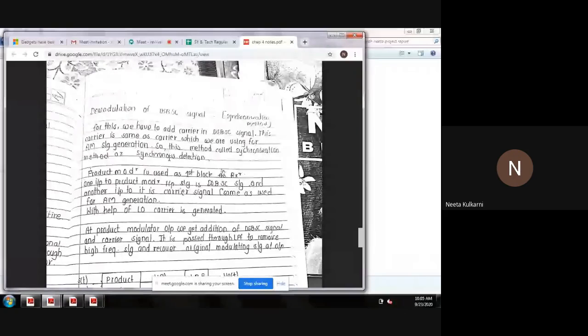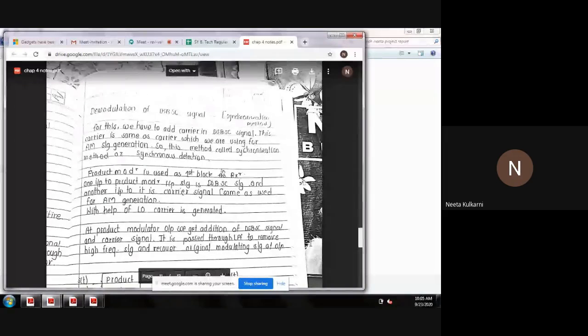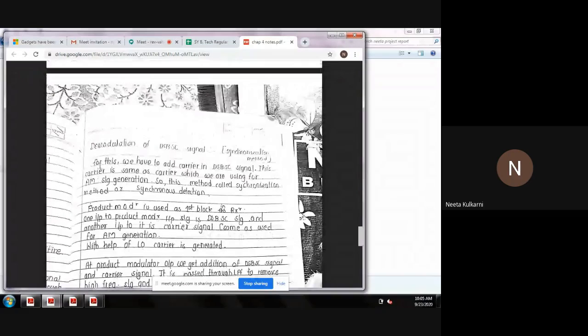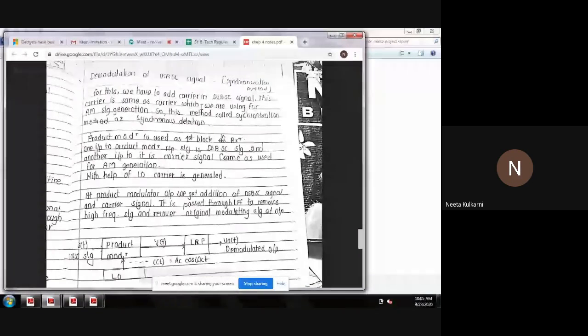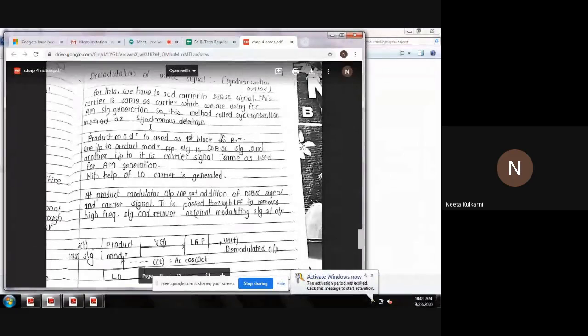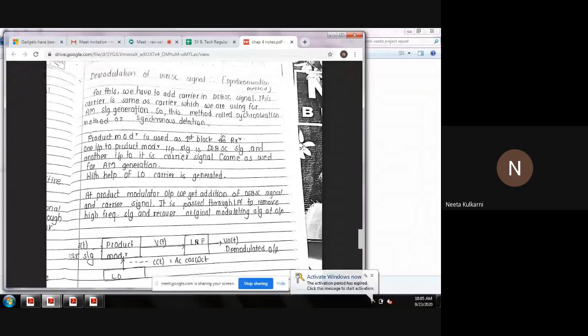Is it clear? Yes, ma'am. Synchronization method. Okay, so the same description is given here. I will just read it once again. For this, we have to add carrier in the DSB-SC signal. Directly आपण DSB-SC signal demodulate करू शकत नाही. त्याच्यामध्ये आपल्याला carrier add करावा लागतो. This carrier is the same as the carrier which we have used in the AM generation method. So this method is called the synchronization method or synchronous detection method.